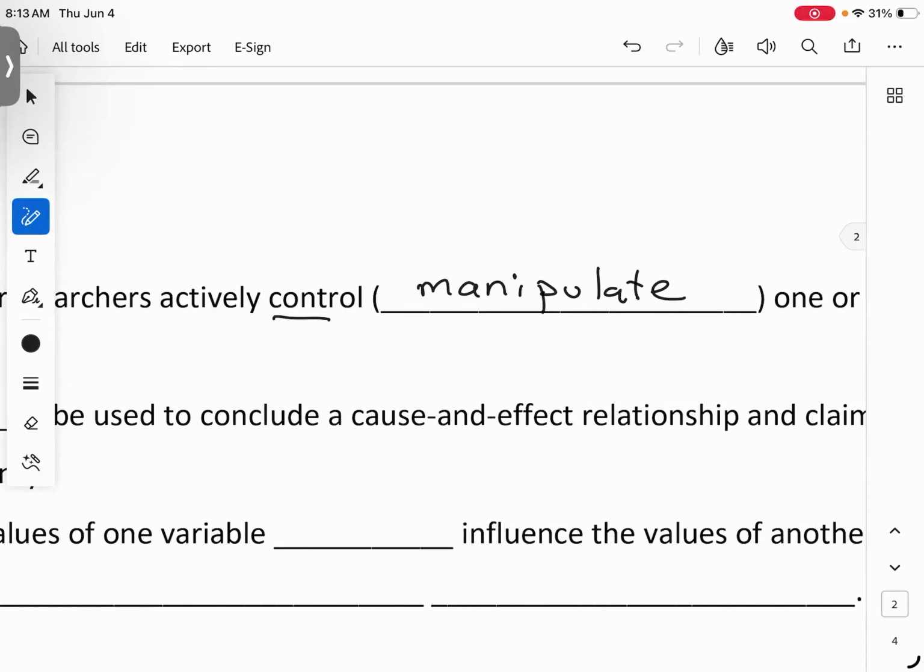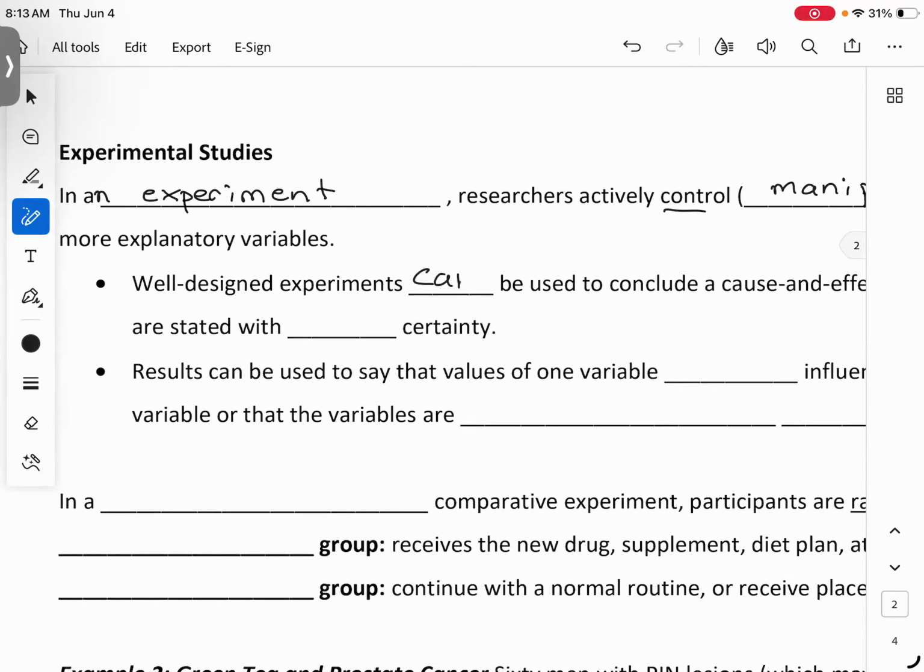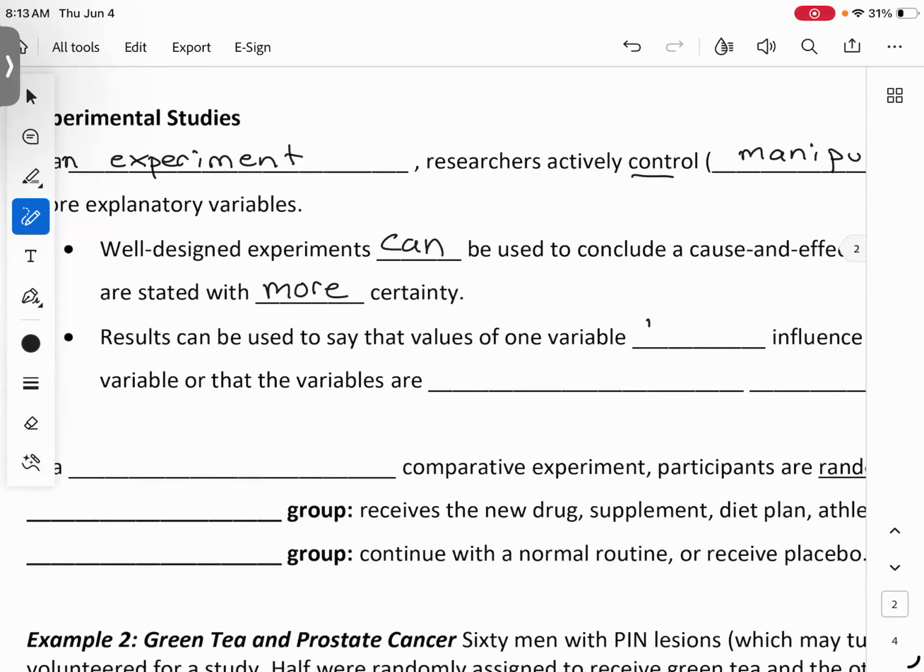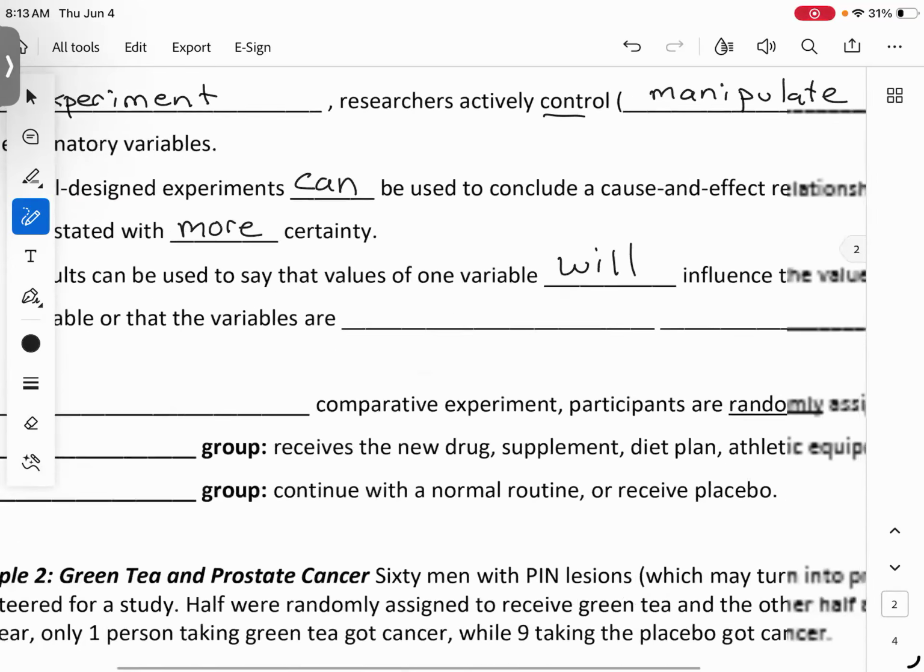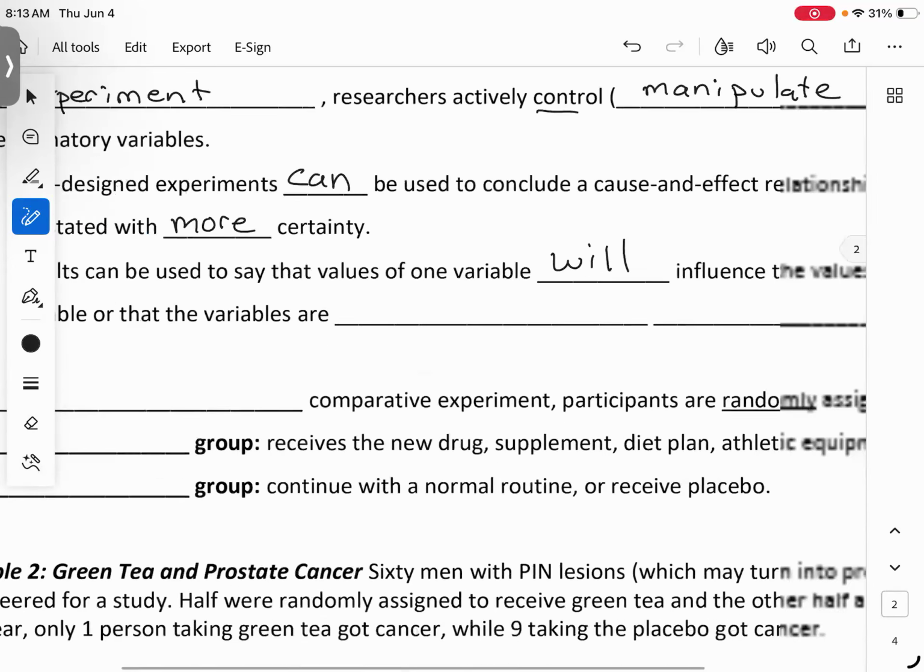Now, if you do a well designed experiment, and we'll talk about what it means to be well designed, then you can state conclusions with more certainty, such as using the words like, if you do this, this other thing will happen. That is now getting into the tone of not just things maybe being related to each other, but there being a cause and effect. So the two variables are not just associated with each other, but they're causally associated.